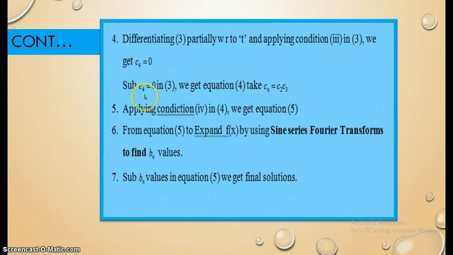Okay. So next, apply condition 4 in 4, and we get equation number 5. So this is the final equation of the given problem. These are very important. Using the final equation, we can expand f of x. So f of x is a given function. That function is based on the sine, and that is the half-range sine series formula.